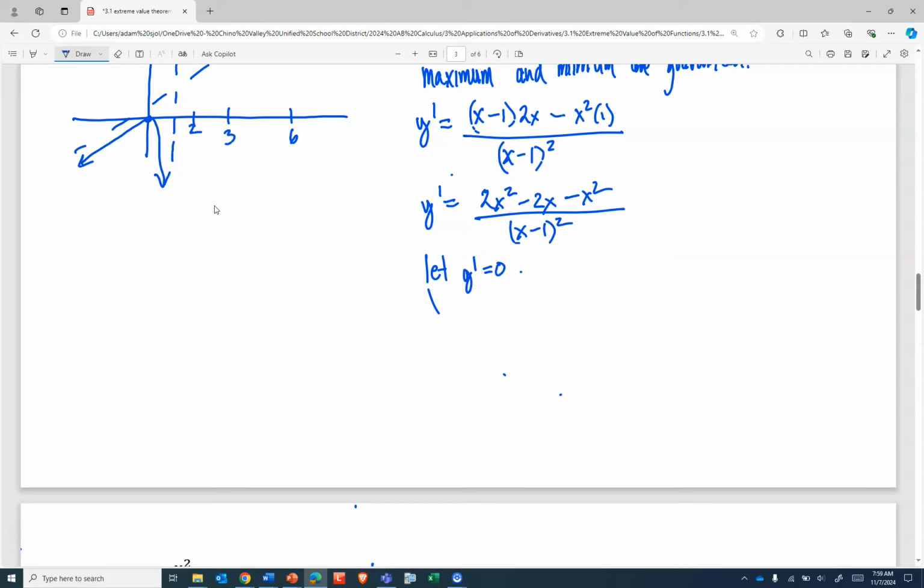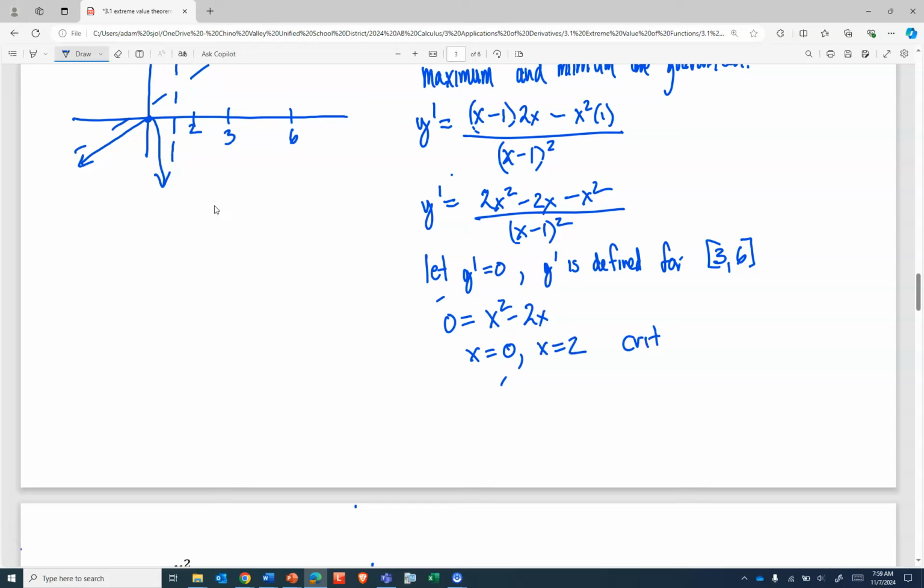Let y prime equal 0. Y prime is defined for 3 to 6. So 0 equals x squared minus 2x, and x equals 0, x equals 2 are the critical values. So for some reason my computer's giving up on writing, so I think I'm going to give up on this recording.